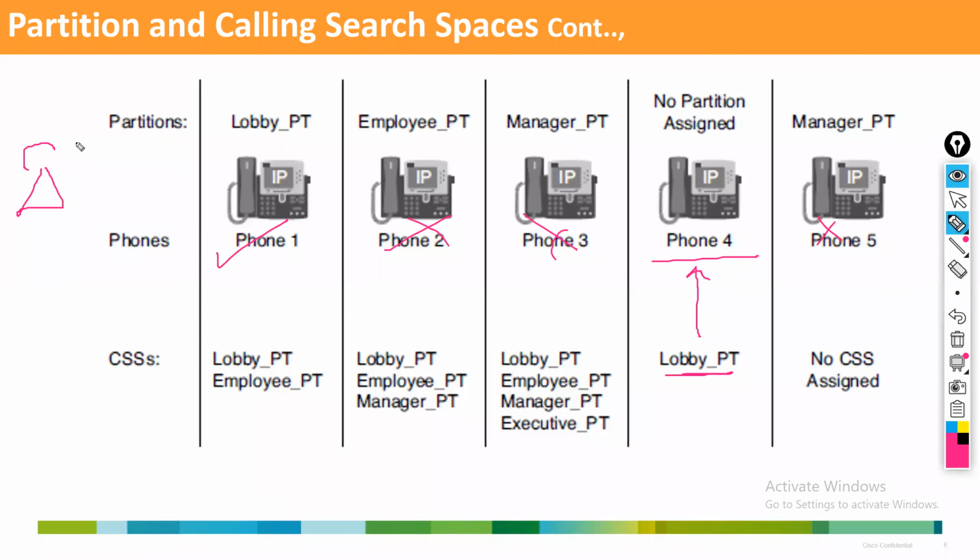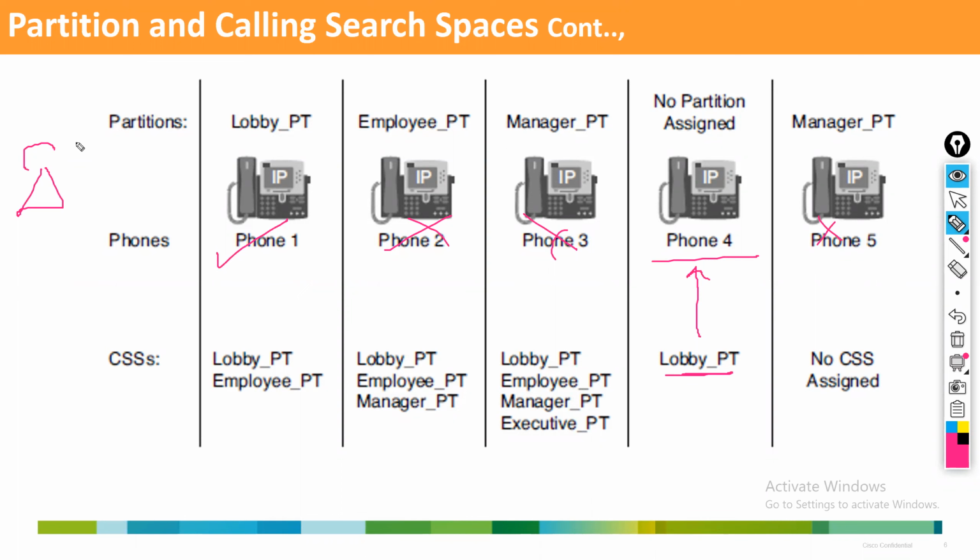So from 1, 2, 3, 4, we can dial. It's very simple. The phone you are dialing from should contain a CSS. Under the CSS, partitions will be there. Whatever partitions are listed under the CSS, only to those numbers you can go. Other numbers are not possible. That is how it is, very simple.